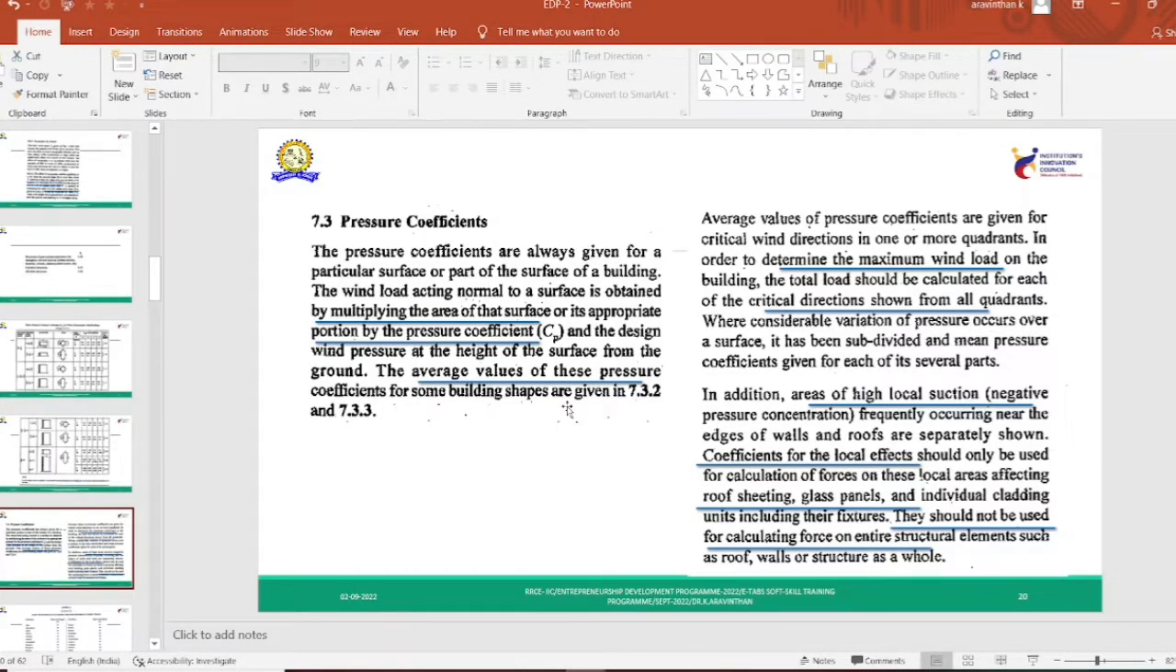how to find the maximum wind pressure. The average value of these pressure coefficients for some building shapes are given here. So the design wind pressure at height from the ground you have to take, and you have to determine the maximum wind load on the building. How to calculate the maximum wind load? You have to take all the areas.